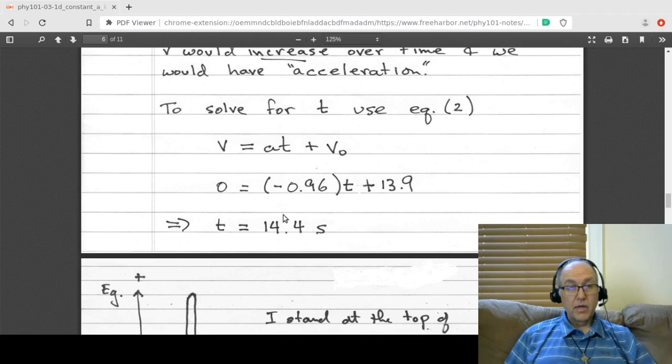Now, again, look at the number. If you got 3 hours here, like 9,000 seconds or something, well, that's crazy, because that's not just going to happen. Or if you got something like 0.01 seconds, well, you're not going to stop in a hundredth of a second. So, just think about it and see if the answer makes sense. And it does. That is the correct answer. Okay, so that's it for that first problem.